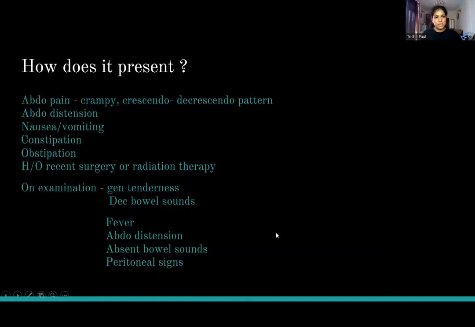So how does it present? They classically present with abdominal pain, which is crampy in nature with a crescendo-decrescendo pattern, abdominal distension, nausea, vomiting, constipation, and obstipation. There can be a history of recent surgery or radiation therapy. On examination, the patient will have generalized tenderness and decreased bowel sounds. These are the early presenting features you can find. Later on in the disease, you can see fever, worsening abdominal distension, absent bowel sounds, and peritoneal signs.